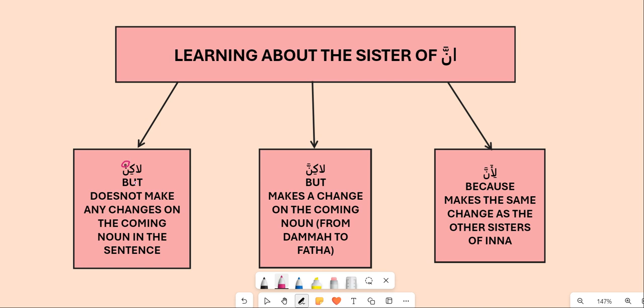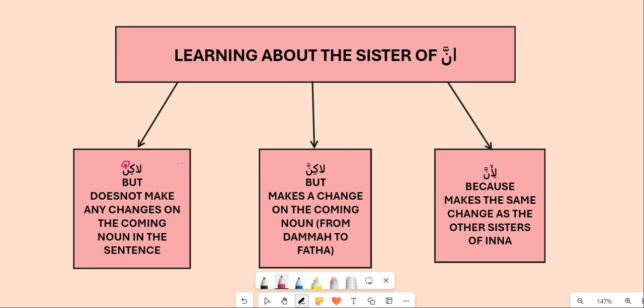And why are there two kinds of lakin? This lakin is simple. It does not make any changes on the coming noun. So if you use it with the jumla ismiya, it's not going to change mubtada into ism lakin. It is just used in a sentence as lakin. It is simple, does not have any rules. So lakin also means but, and it doesn't change any harakas in the sentence.